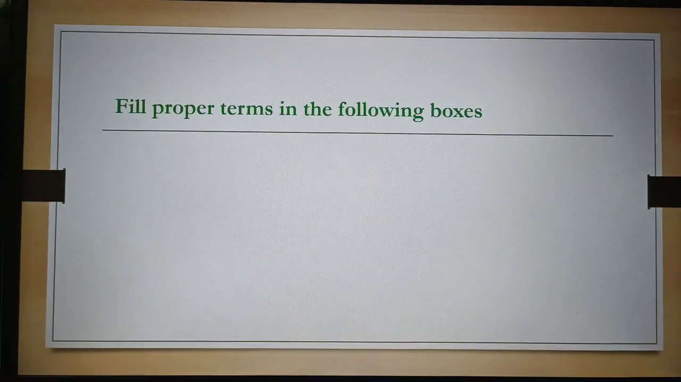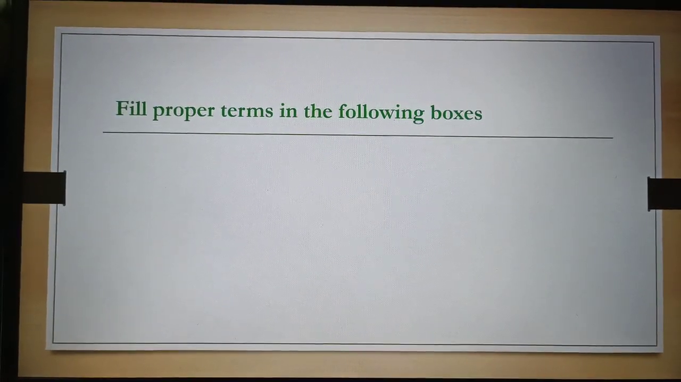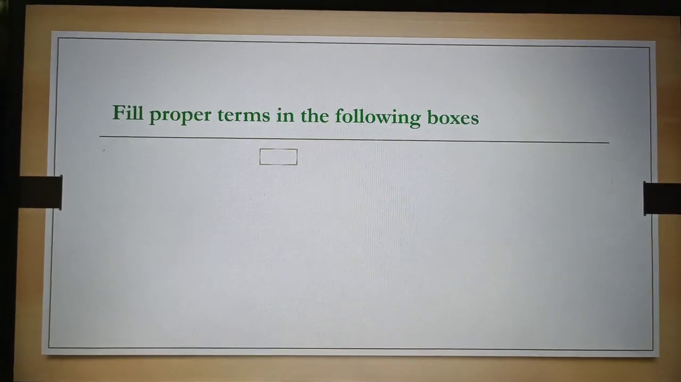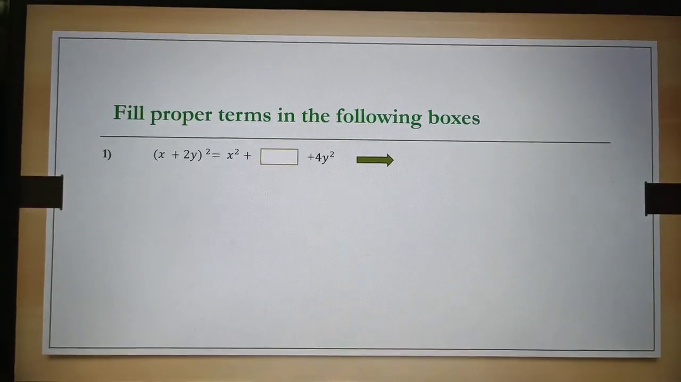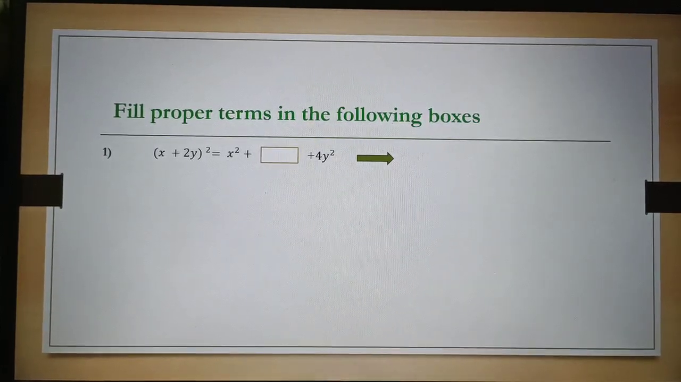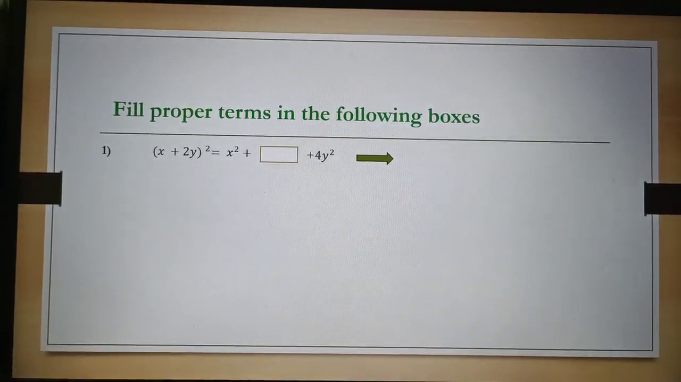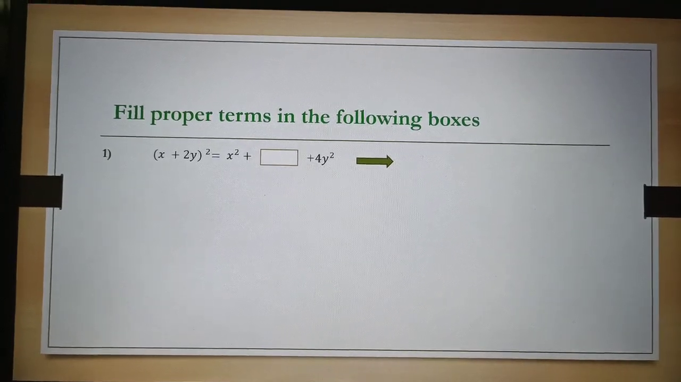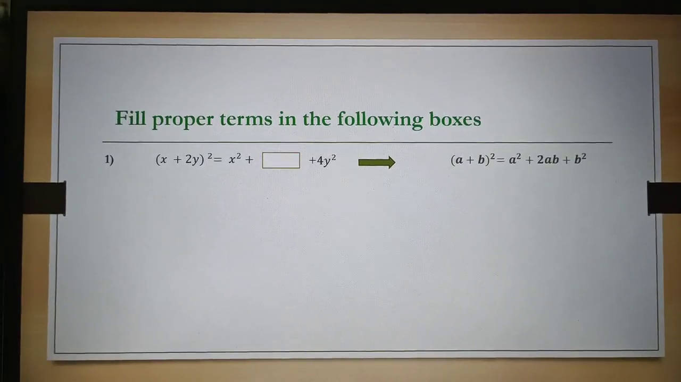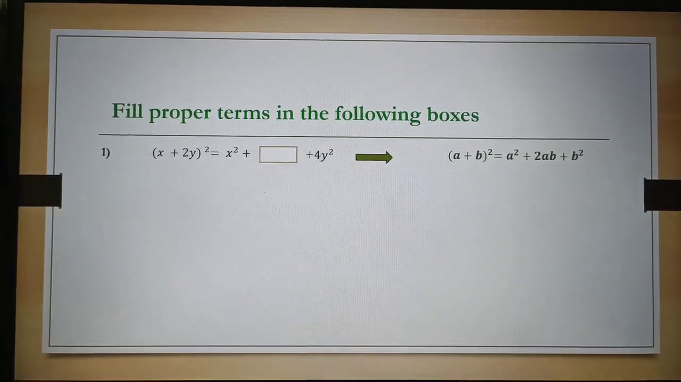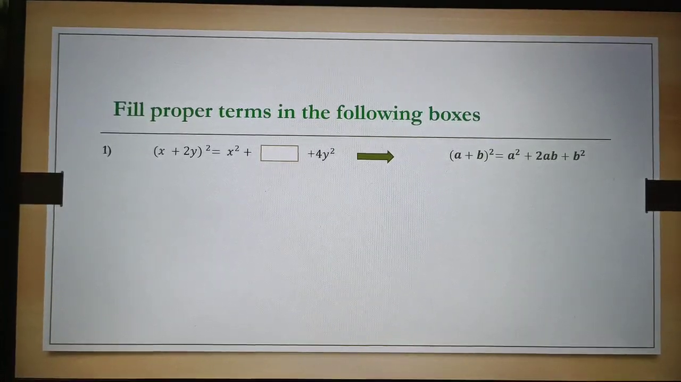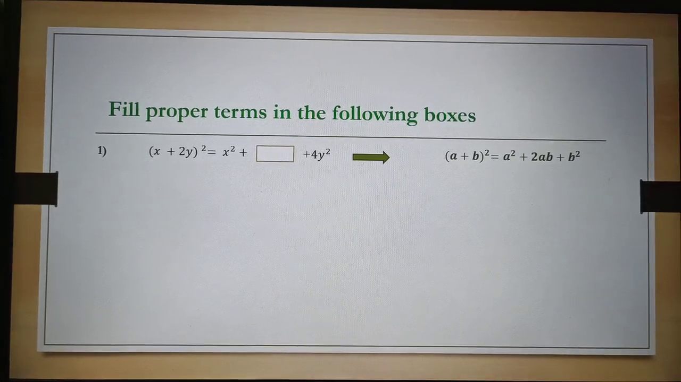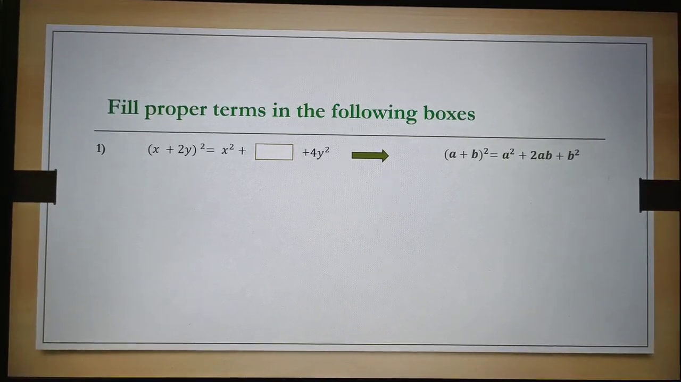Next one, look at the screen. The first one is: fill proper terms in the following boxes. Question number 1. (x plus 2y) the whole square is equal to x square plus box plus 4y square. Here we have to use the identity (a plus b) the whole square is equal to a square plus 2ab plus b square. Here a is equal to x and b is equal to 2y.